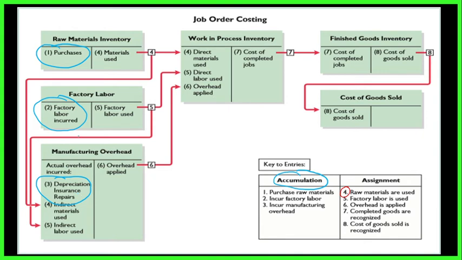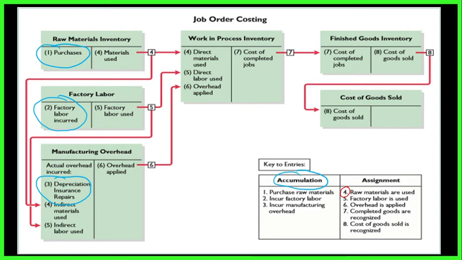Ayun, sana nasundan ninyo. Ito naman, from factory overhead, from factory labor, you have your direct labor and indirect labor. Your direct labor is assigned to your work in process, while the indirect labor will now go to your manufacturing overhead. Okay, so this one can also be used as entries for accumulation.